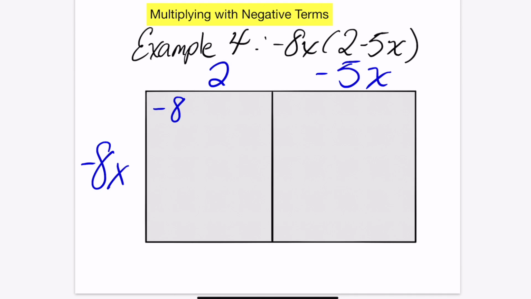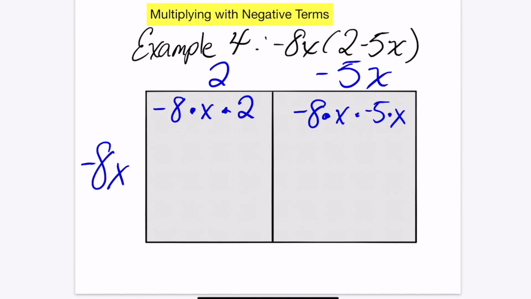Negative 8 times x times 2. I'm not putting a negative with the x because then I know that negative times a negative will make a positive. So in order for it to say negative 8x, I'm just going to put the negative with the 8. And again, let's do the same thing with the other side. I have negative 5 times x.